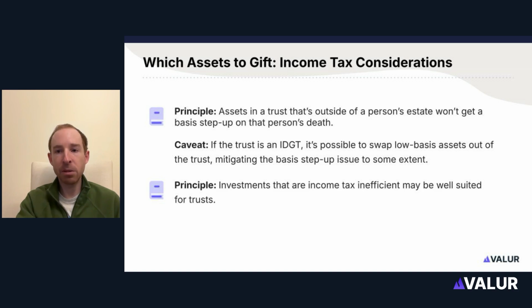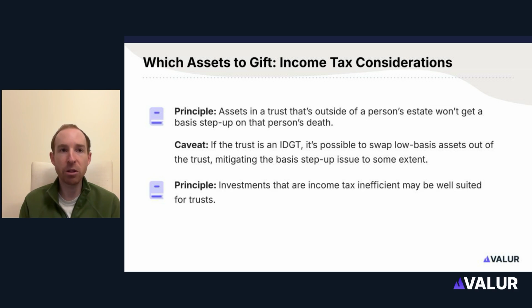So this is another big one. There are a couple of big income tax considerations that you have to think about when you're setting up an irrevocable trust. It's going to be outside of your estate. And so the big consideration is something called a basis step up. When you die, the assets that you own personally get what's called a basis step up, which basically means any accrued capital gains are wiped out for capital gains purposes.